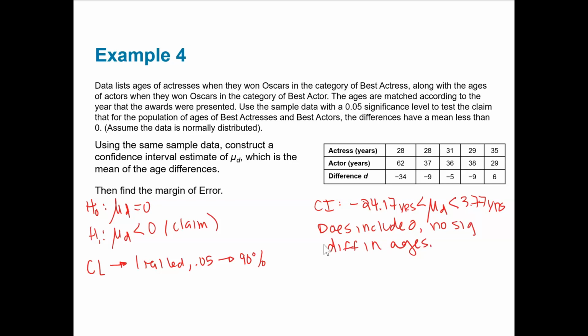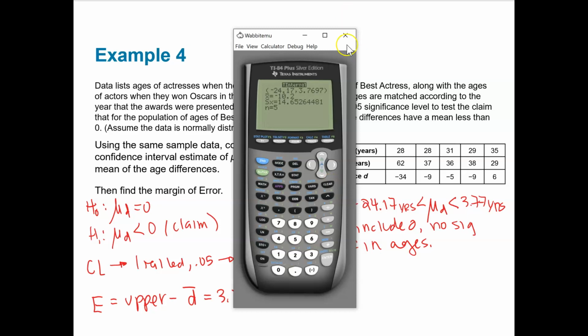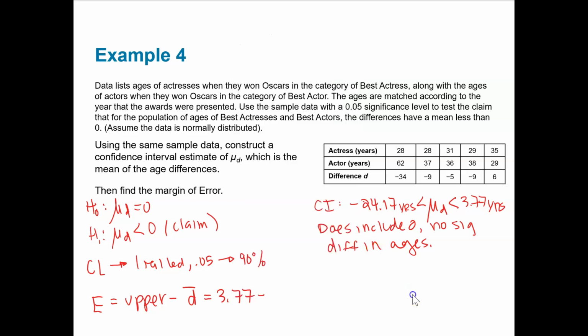And now if we want to find the margin of error, we can take our upper claim and subtract the mean of the differences. So our upper is 3.77, and now to get the D bar, it gives it to us right there. That X bar is the differences, and that's negative 10.2. So we're going to subtract negative 10.2. And so we can see that the margin of error here is 13.97.